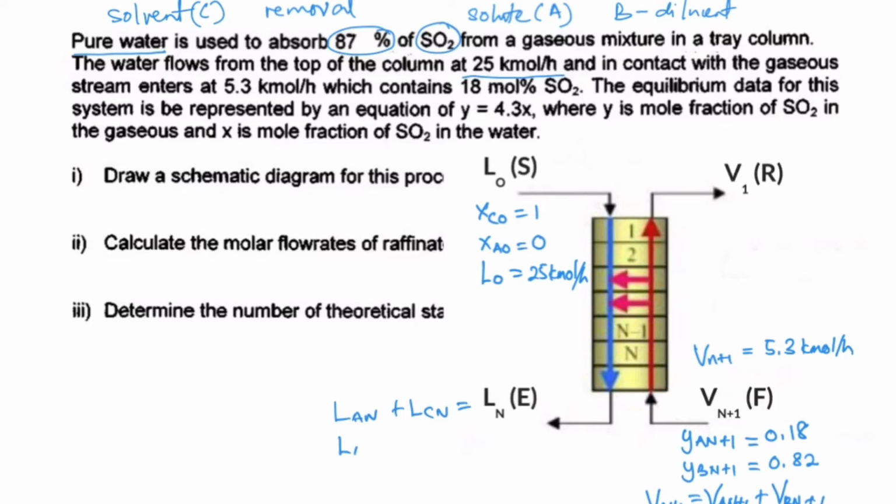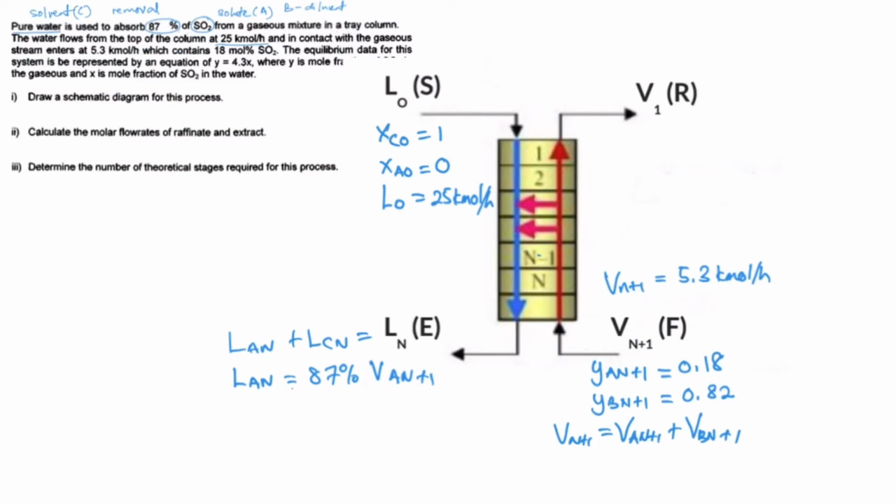So what is mentioned here is that LAN, which you're going to remove from the feed gas, will be recovered at the extract, equal to 87% of the original amount, which is VAN+1. And the balance of the solute, which is about 13%, will be released at the raffinate stream. So we can just write here V1 consists of VA1 plus VB1, because V1 is the gas stream. So what will be released will be in the gas form.